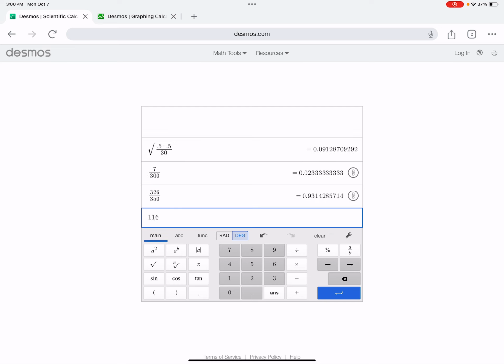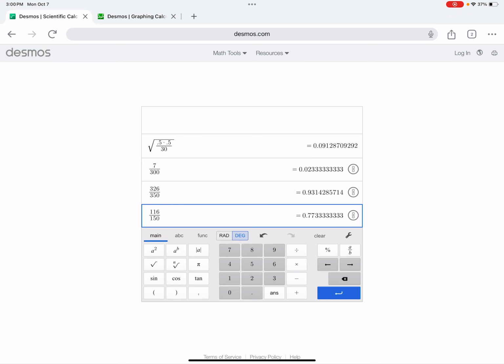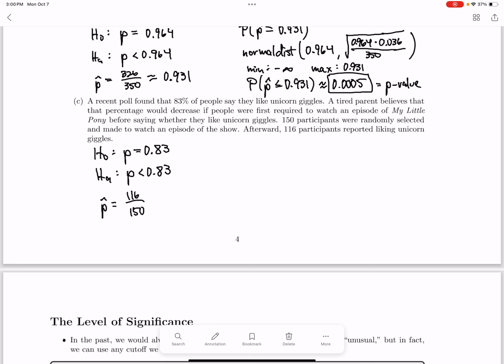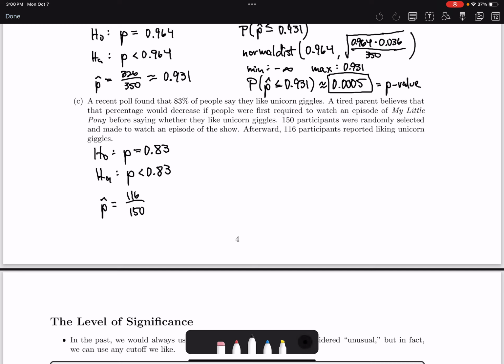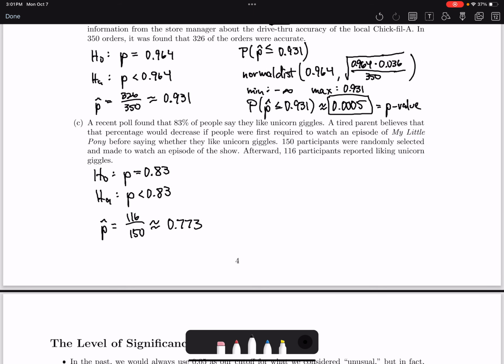116 out of 150 is 0.7733. All right, so that's about 0.773. So yeah, that's a bit of a difference. However, our sample size is smaller than the previous example, and so maybe the probability of this happening is not so small. We'll see.